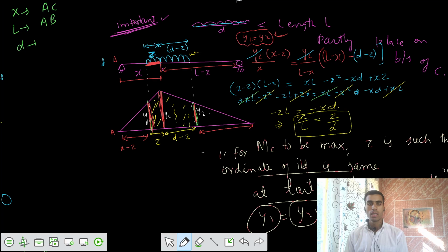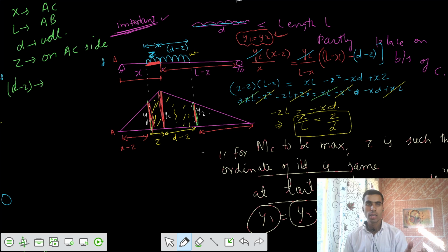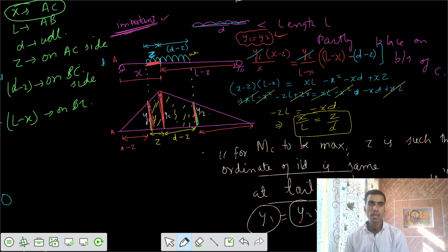And D is the length of the UDL. After that, Z is the length which we have to keep on the right side. So Z is on the AC side. Similarly, D minus Z is on the CB side, and L minus X is on the BC side. So for your AC side, you have some length X, and on that side you have to keep Z amount of UDL.